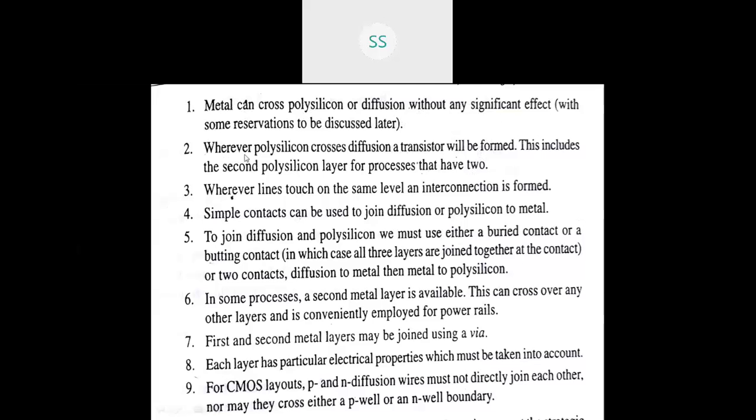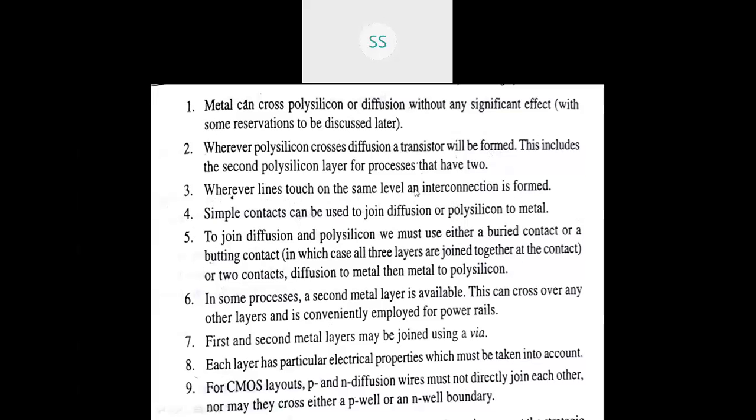Then, wherever polysilicon crosses the diffusion, a transistor will be formed. This includes a second polysilicon layer for processes that have two. If any process has two polysilicon layers, then whenever polysilicon 2 crosses a diffusion, a transistor will be formed. Then, whenever lines touch on the same level, an interconnection is formed. These are the rules which should be observed while representing the entire design via stick diagrams.